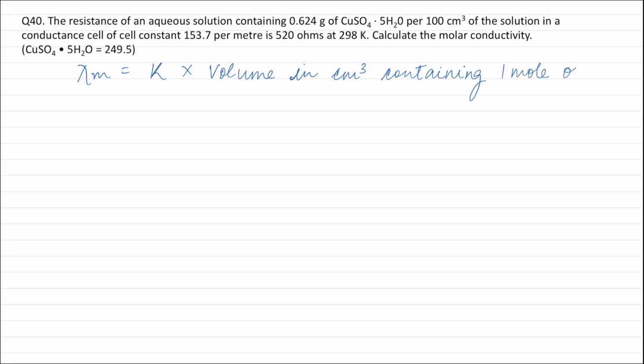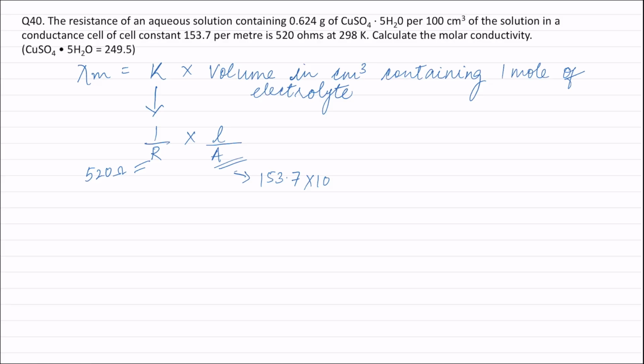1 mole of electrolyte. Now specific conductance is equal to conductance, that is 1 by R, into cell constant, that is L by A. The value of R is given in the question as 520 ohms, and the value of cell constant is equal to 153.7 per meter, or 153.7 into 10 to the power minus 2 per centimeter.